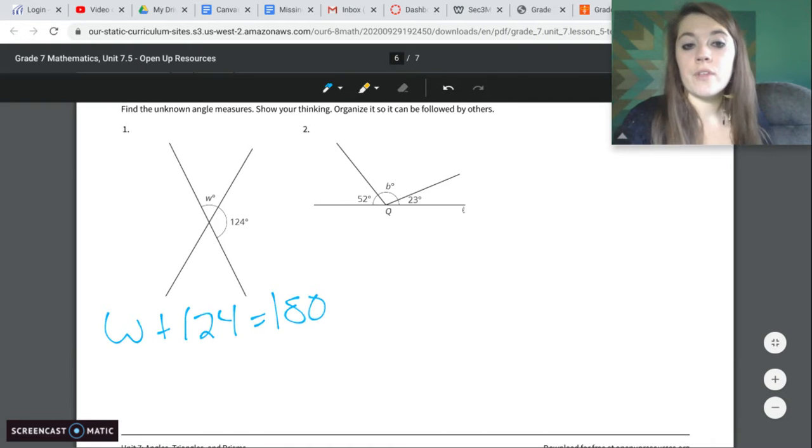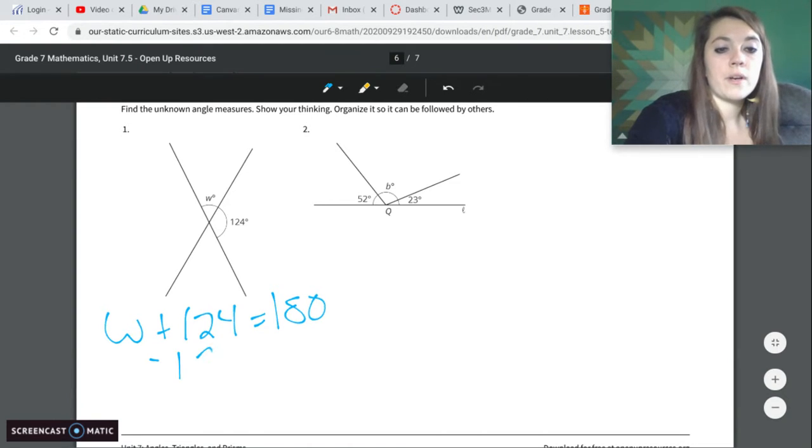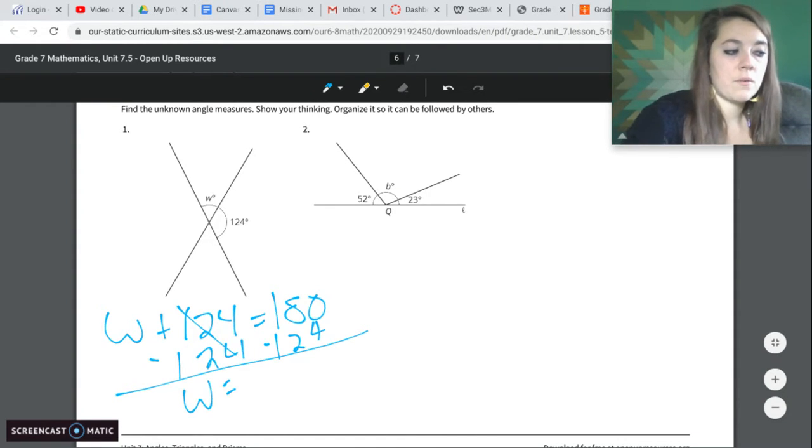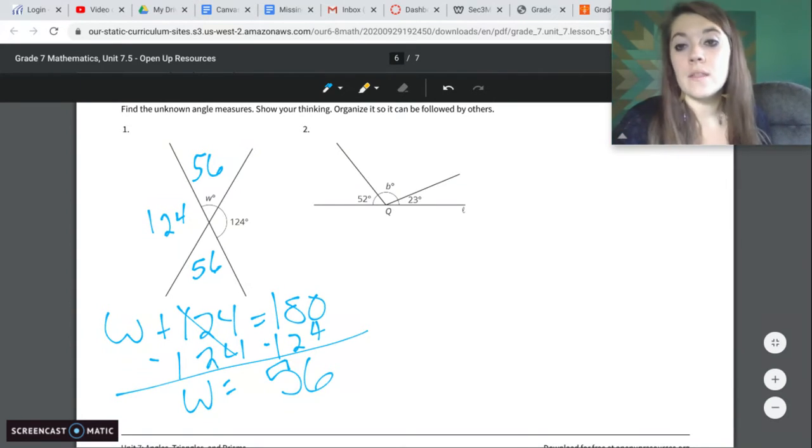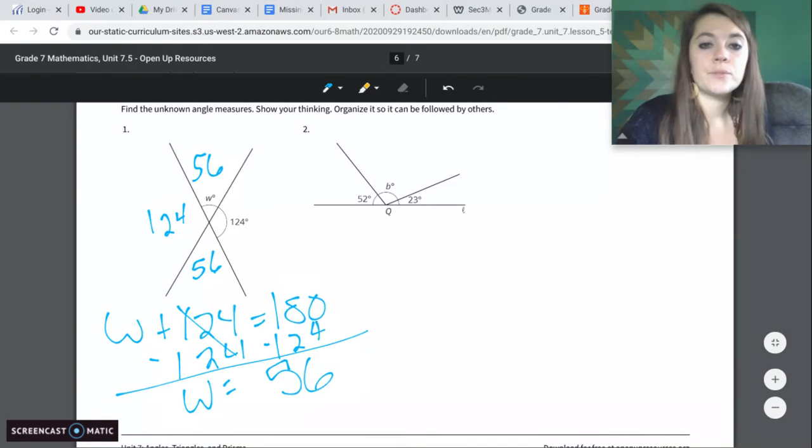Now, to solve this, we would subtract the 124. So W equals 56. So that means that angle's 56, this angle's also 56, and this one is 124, based on the fact that these are vertical angles.